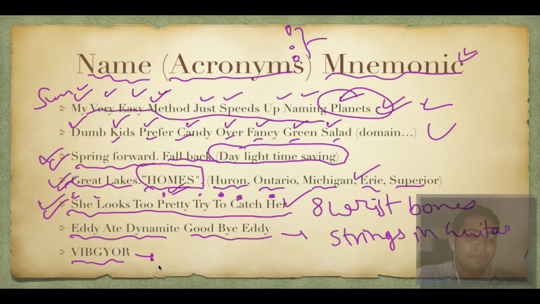Then finally we have VIBGYOR, which obviously most of you remember: violet, indigo, blue, green, yellow, orange and red. They are the 7 colors of the rainbow. And this is E, A, D, G, B, E. Is that understood? They are the strings in guitar.